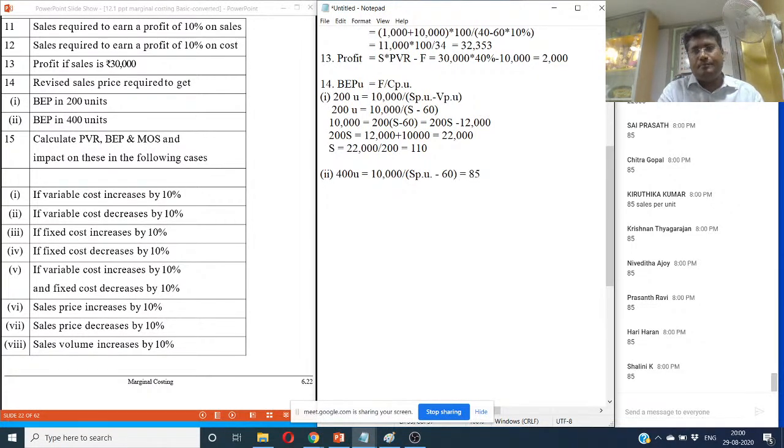85 is correct. It could not be 55. 55 is less than the variable cost, so definitely it's a loss. We cannot attain the profit at all. So 85 is the correct answer. The 14th one is over.